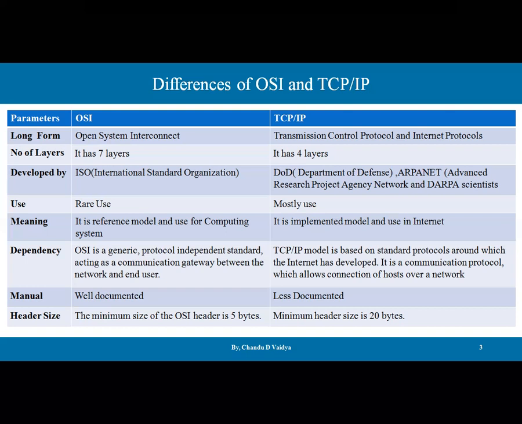Next is dependency. OSI is a generic, protocol-independent standard acting as a communication gateway between the network and end users, whereas the TCP/IP model is based on the standard protocols around which the internet has developed. It is a communication protocol which allows connection of hosts over a network. Next is the manual. The OSI model is well documented, we all know that everything is available in the OSI model, and TCP/IP is less documented. Header size: the maximum size of the OSI header is 5 bytes, but for TCP/IP, the minimum header size is 20 bytes.